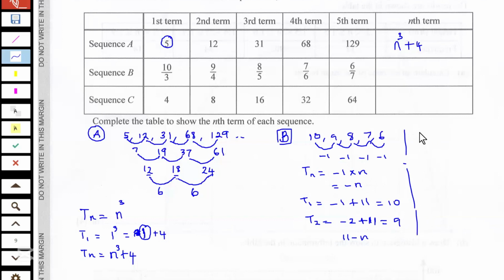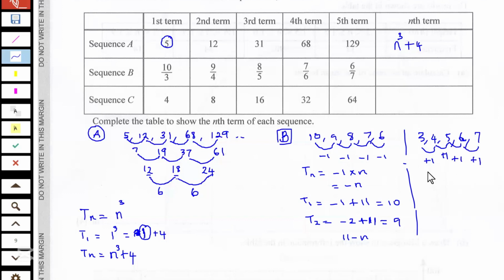The denominator, I'm going to write down the sequence or the terms. We have 3, 4, 5, 6, and 7. The common difference here is just adding 1, plus 1, plus 1, plus 1, and then we have plus 1.